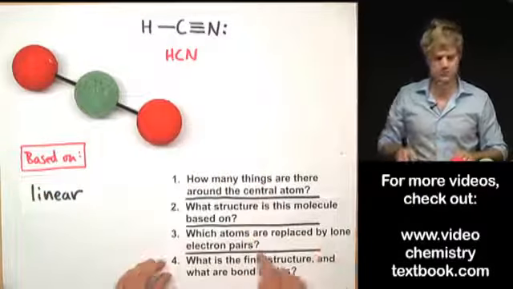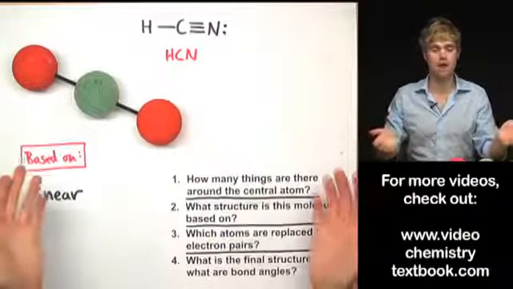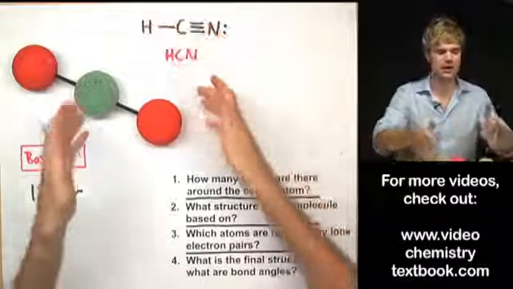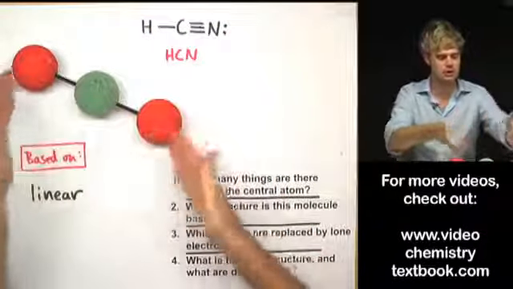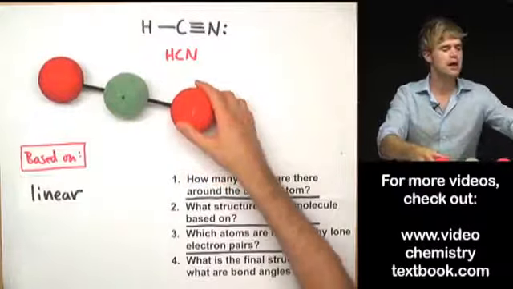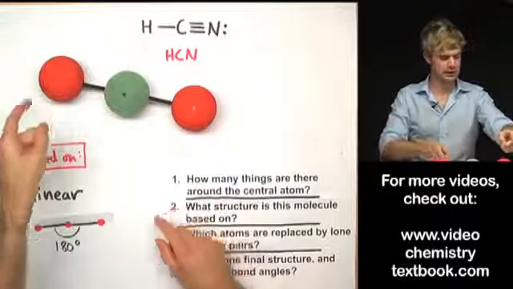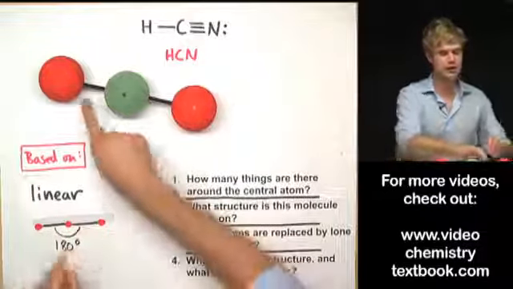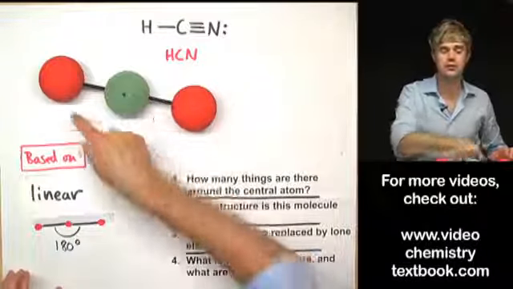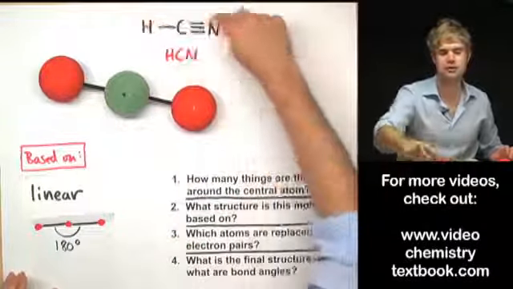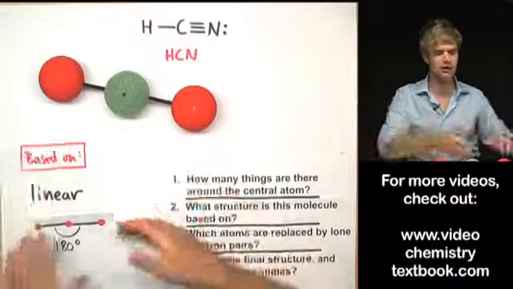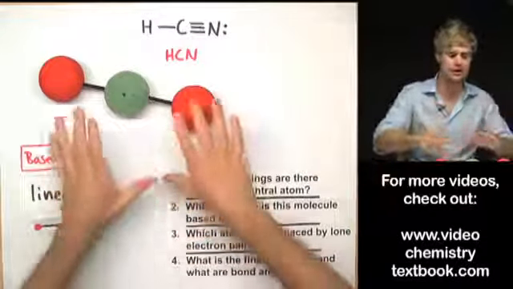Which atoms are replaced by lone electron pairs? None, because we've got an atom here and an atom here. So that means that the final shape is going to be this linear shape. And since we're calling it linear, these 3 atoms are in a line, which means we're going to have 180 degrees between these two angles. So if you have two atoms, two bonds surrounding a central atom, you get a linear shape, 180 degrees between the atoms.